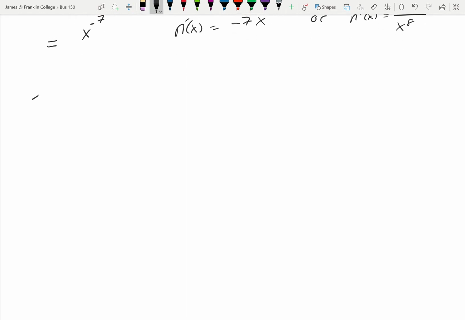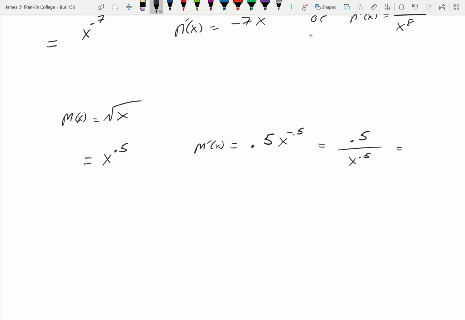So one last example. If m of x equals the square root of x, we can rewrite the square root of x as x to the 0.5 power. So that means m prime of x will equal 0.5 times x to the, what's 0.5 minus 1? Well, it's negative 0.5. And that will equal 0.5 all over x to the positive 0.5, or we could rewrite this as 0.5 over the square root of x.